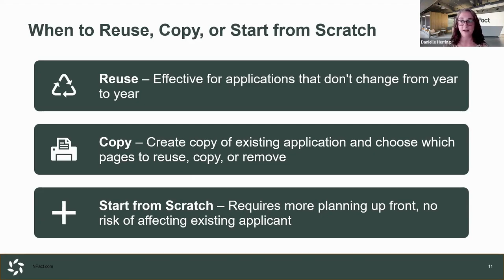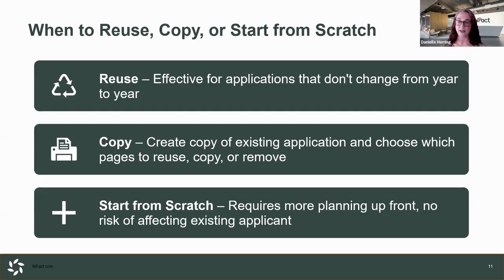When copying an online application, a copy of an existing application is created. Then a choice is made on which pages in the application to reuse, copy, or omit. This is a good option for applications that do change from year to year. You can choose to reuse pages where fields are not changed and copy pages where field changes will be made.